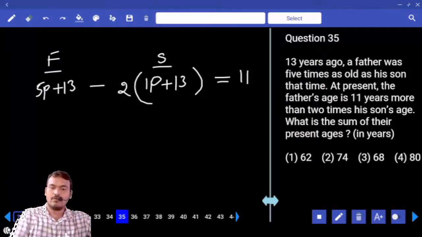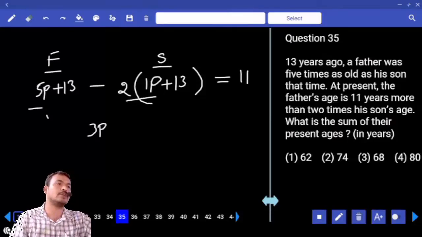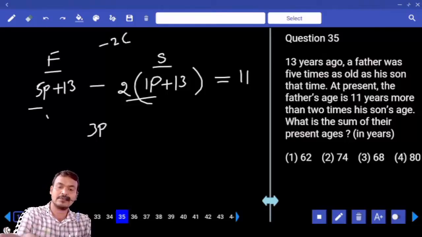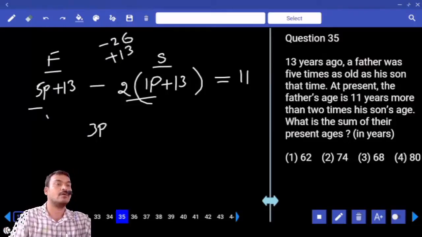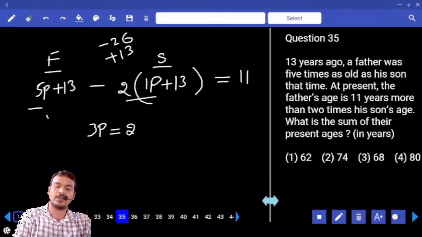Okay. What is the difference between 5 parts and 2 parts? 3 parts. 2 into 13, 26. Minus 26 becomes plus 26. Minus 26 plus 13 or not? What is the difference? Minus 13. Again it will become plus 13. 11 plus 13, 24. 3 parts 24 means every 1 part is 8.